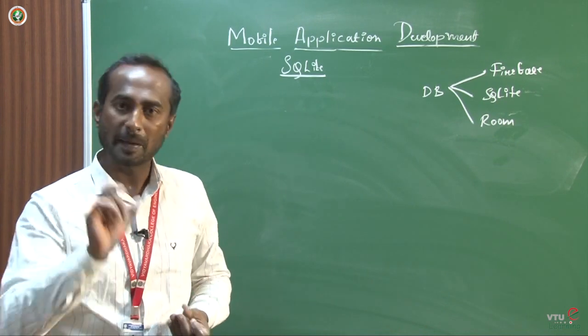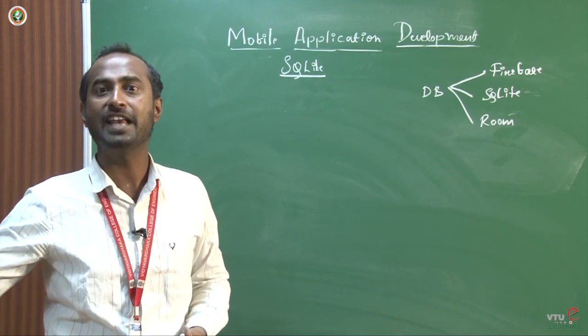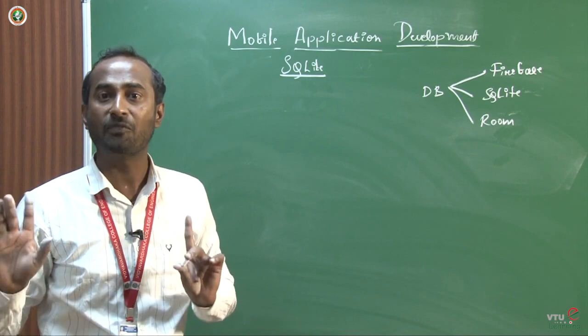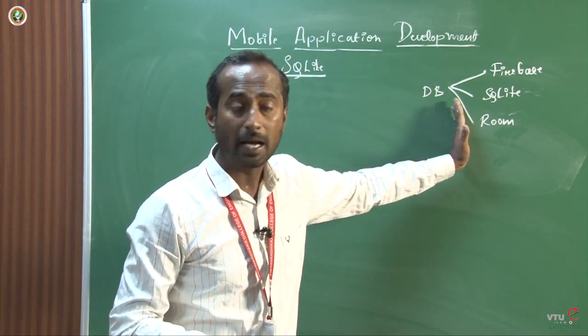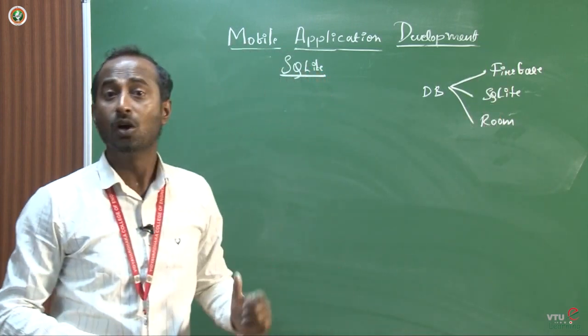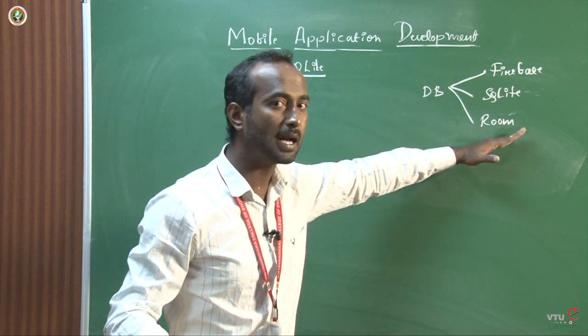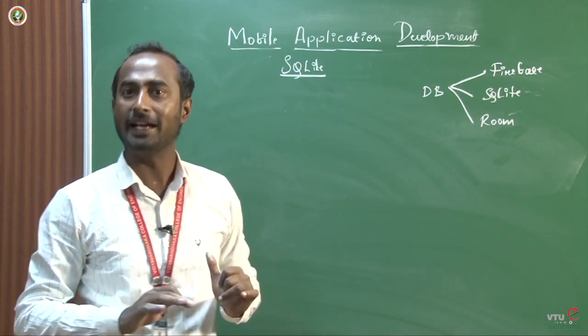What is data? A piece of information. What is a database? How that information has been arranged, either structured or unstructured, in the form of a table. That's what we call a database management system. With respect to database management, we have these three options. Out of these three, Firebase is completely online. Room database is complicated. So in this class, I'm going to explain the SQLite database.